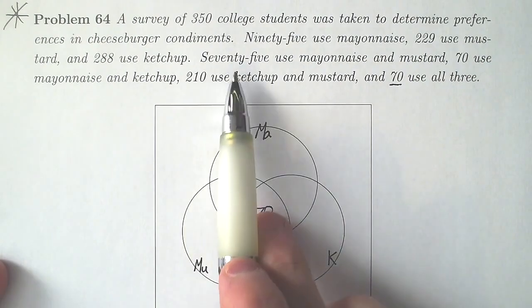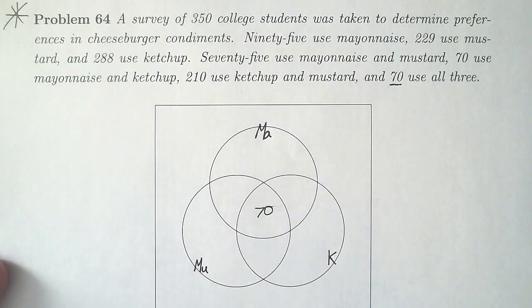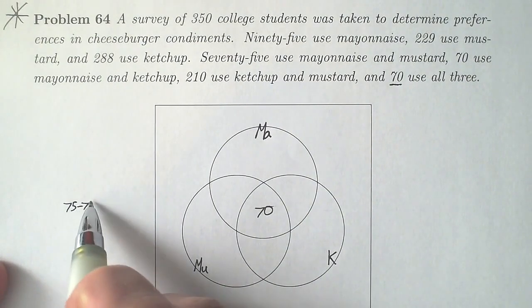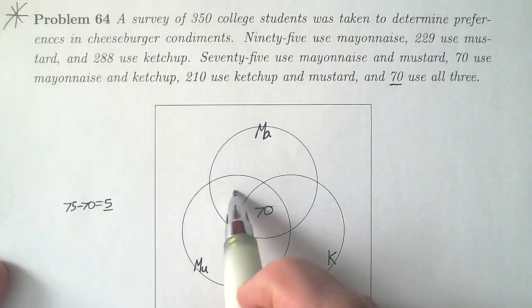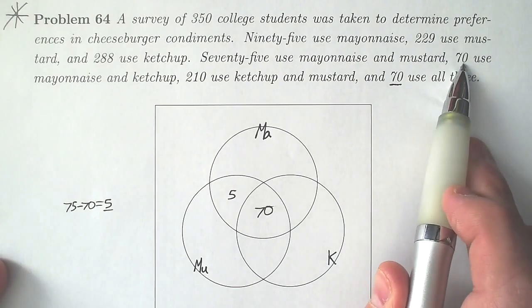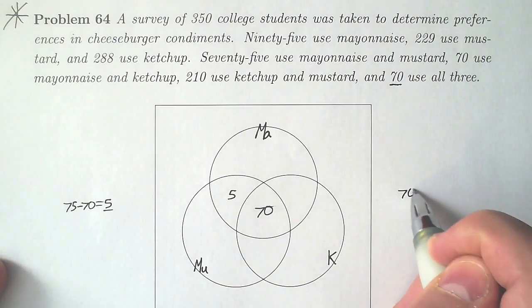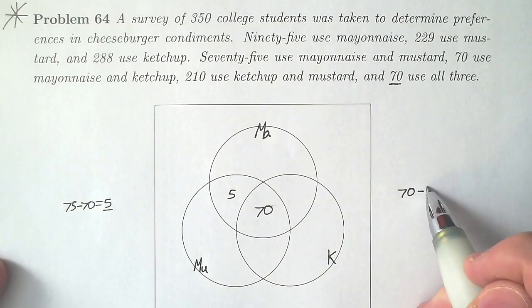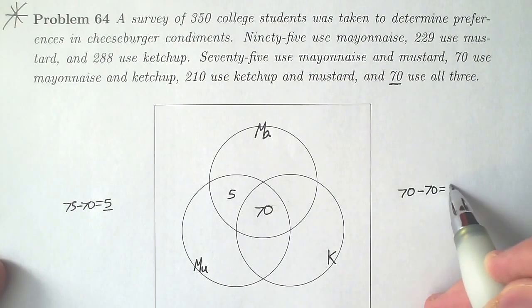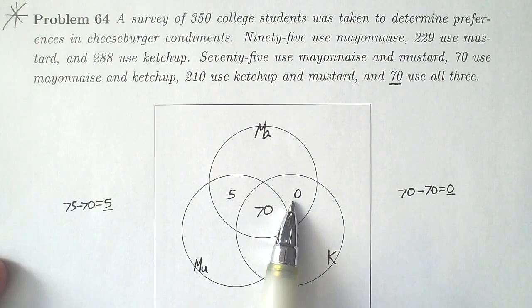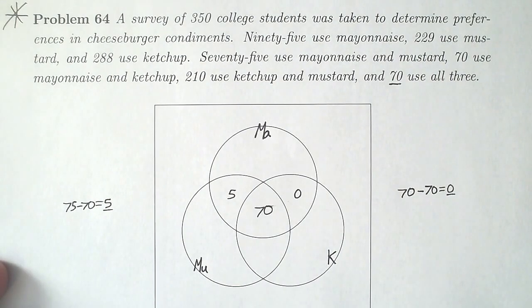Next up, 75 people use mayonnaise and mustard, so off to the side, I'll say 75 minus the 70 we already counted gets me 5. 70 use mayonnaise and ketchup, so 70 minus... Oh, this is interesting. I'm looking for what number goes in here. Well, we already have 70 accounted for. So this is 0. It is possible to have a 0 in one of these spots. That just happens to be the first time that's happened to us.